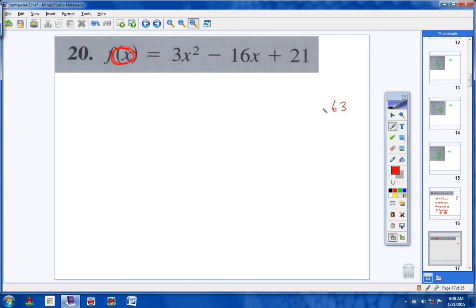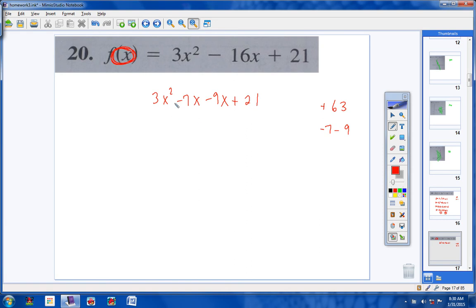Now students, I need a positive 63, so I'm thinking negative 7, negative 9. If you multiply those, you get 63. If you combine those, you get negative 16. So 3x squared minus 7x minus 9x plus 21.